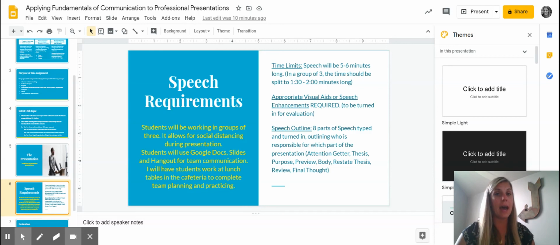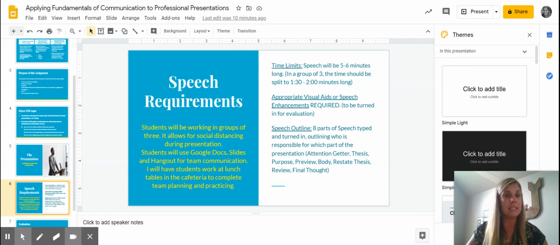They need to have appropriate visual aids. So they will have to have a speech enhancement or a visual aid of some kind to show me that they understand their audience and what they might need to better understand the material they're providing.